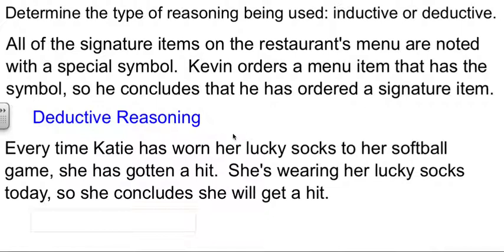Take a look at the second one. Every time Katie has worn her lucky socks to her softball game, she's gotten a hit. She's wearing her lucky socks today, so she concludes she will get a hit. Okay. She's going from specific cases in the past. Every time she's worn her socks, things have worked out the way she wanted to. That's been the specific cases in the past, and she's then expanding it to say, well, every time I wear my socks, I'm going to get a hit.